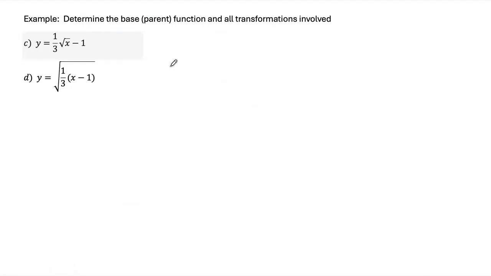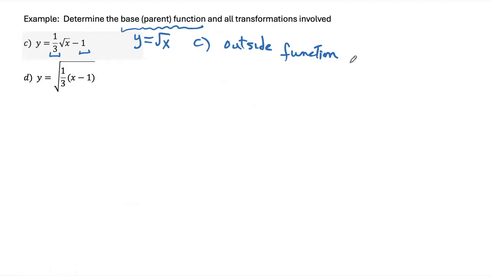The next two examples both appear to use the y equals root x function. So right away, I can say y equals root x is the base function from which these are obtained. Looking at question C, just like question A, it appears as though the 1/3 and the -1 are occurring outside of the function. Both transformations appear to be outside of the square root. And that means that they're going to be vertical transformations. They are going to be affecting the y values. You need to be able to see it that way.